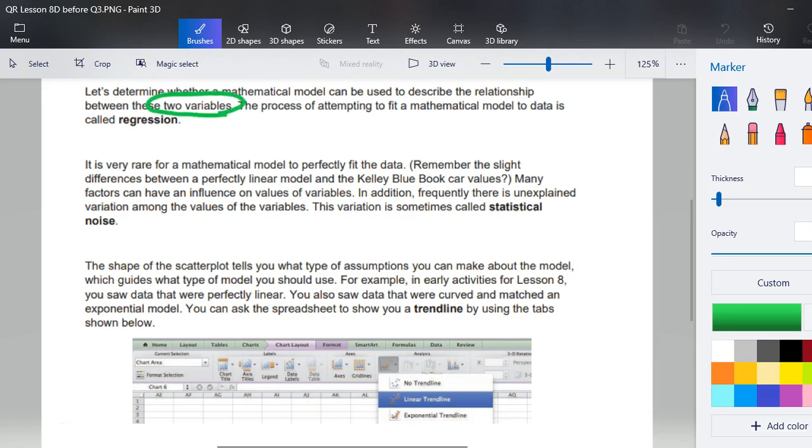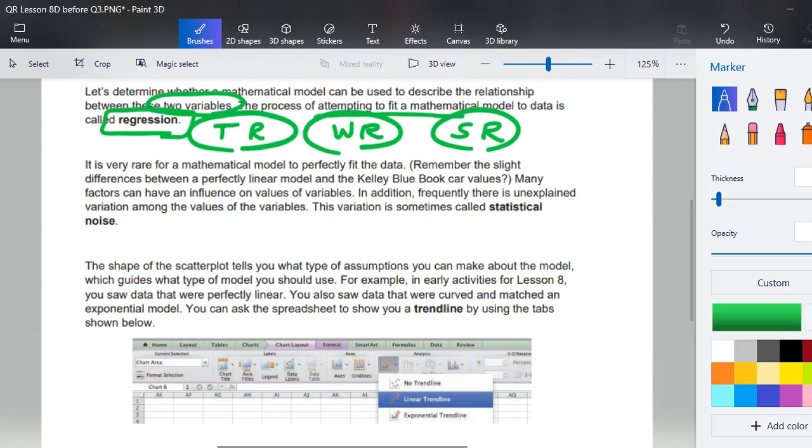So in just a minute, I'm going to go grab 2 sets of variables. I'm going to grab your technology use and the ratings that you sent in on how much you've learned. The process when I grab those is attempting to fit a mathematical model to the data. This process is called regression. I'm going to do it 3 times. I'm going to do it with technology to your rating. I'm going to do it with your work hours to your rating. And then I'm going to do it with your sleep hours to your rating. So we'll be able to look at 3 scatter plots, 3 sets of, let me keep going. It is very rare for a math model to fit the data perfectly.